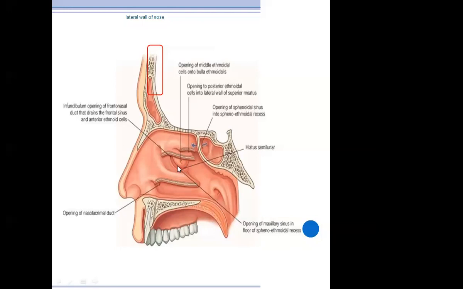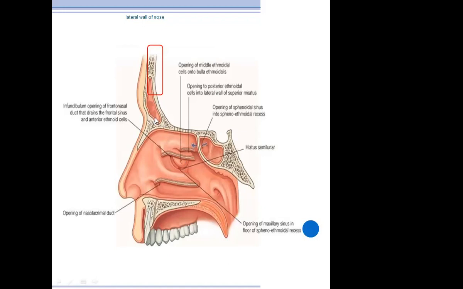So how many openings are there in the middle meatus? The anterior ethmoidal air sinuses open into the infundibulum, we have the opening of the maxillary air sinuses, and the openings of the middle ethmoidal air sinuses. And one more thing, sometimes the frontal sinus, this is the frontal sinus.